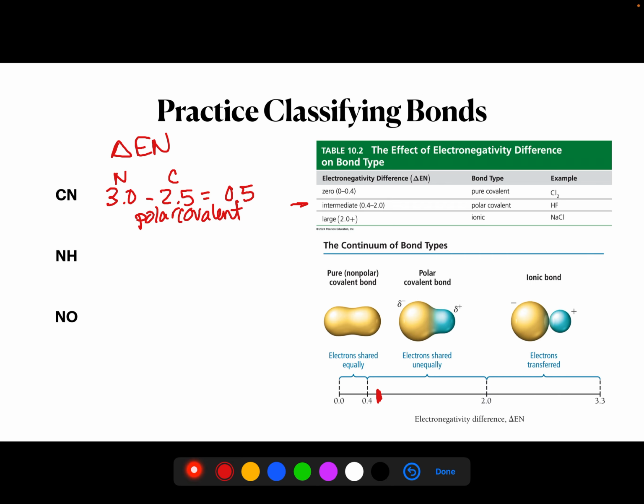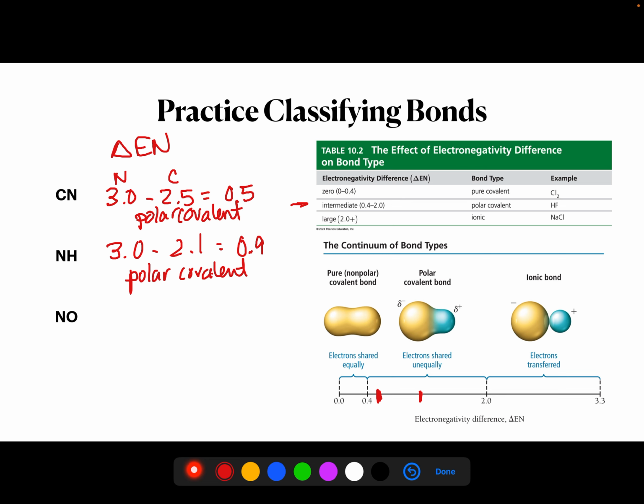Let's look at nitrogen and hydrogen. So nitrogen 3.0 and hydrogen 2.1. Now we're looking at an electronegativity difference of 0.9. Well, that's definitely greater, right? This one's a much more polar bond. It's also polar covalent by definition or by the chart, but this one is a more polar bond than the carbon-nitrogen bond.